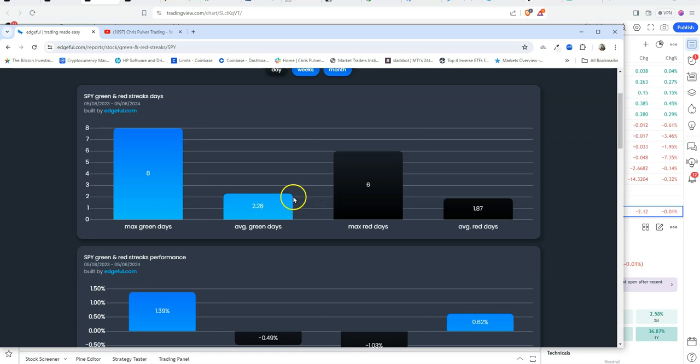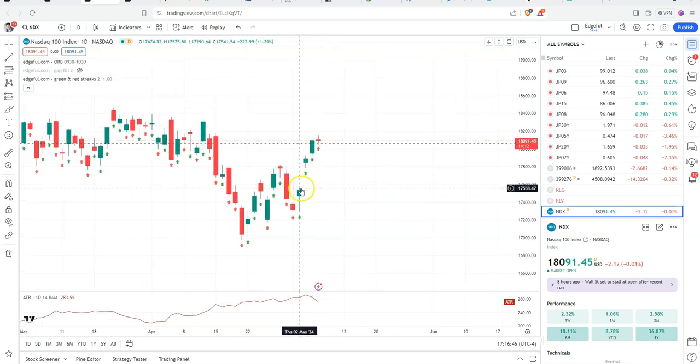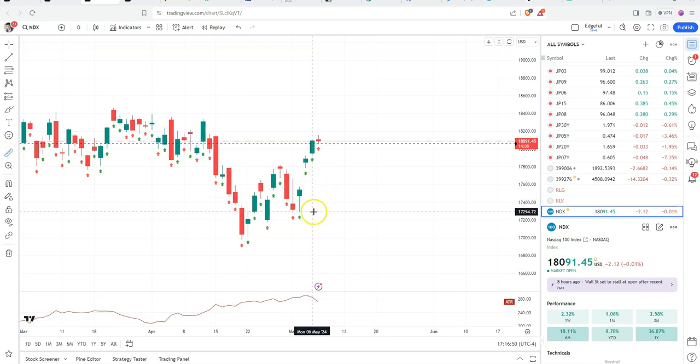Very nice. So once you go back to TradingView, you can see that on average, you're not going to get that many consecutive days. So if you're a swing trader, you want to make sure that you're maximizing your profits by taking the majority of your profits around that second day, because historically that third or fourth day is going to be red.